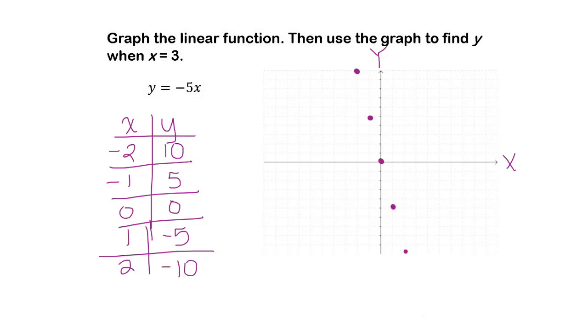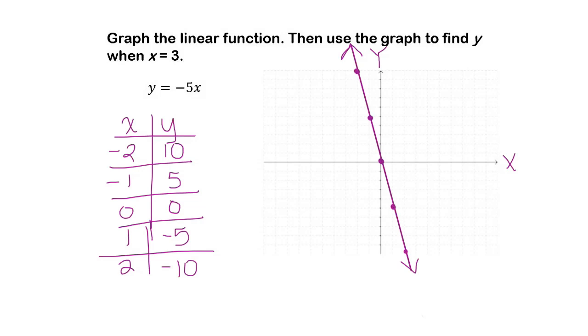Remember, all of these are supposed to be in one straight line because it is a linear function. So we're going to now connect our points to draw this straight line. And that would be the graph of the function y equals -5x. Now, it says use the graph to find y when x is 3.